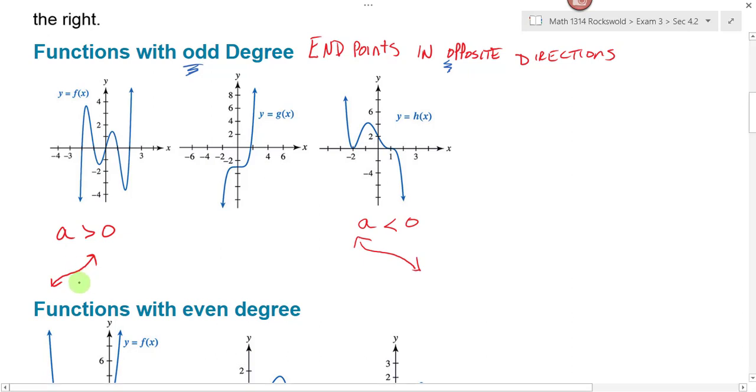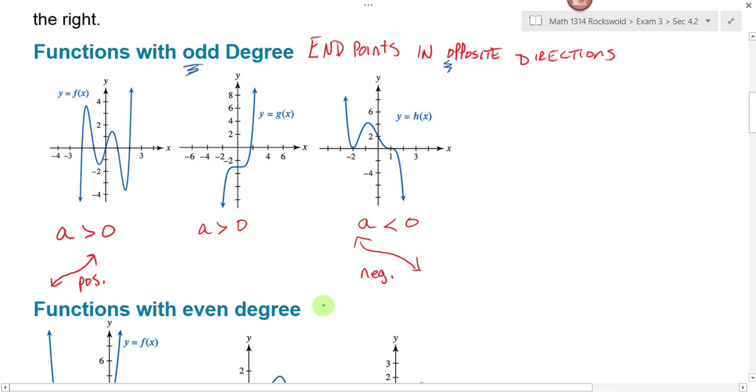So remember, positive people start at the bottom and work their way up. Negative people start at the top and work their way down. And so you can tell that this would be an odd degree polynomial, and it has a negative leading coefficient. Both of these would be odd degree polynomials because the endpoints are going in opposite directions, but we'd have a positive leading coefficient here because of the direction that we're going.